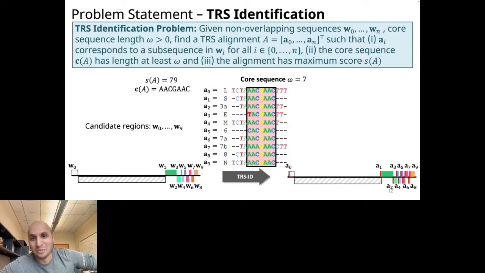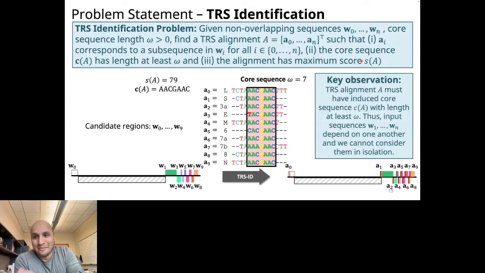So this is a multiple sequence alignment problem, and there's something interesting happening. Usually, multiple sequence alignment is NP-hard. But in this case, the problem is actually easy. You can solve it in polynomial time. So let's talk about that.